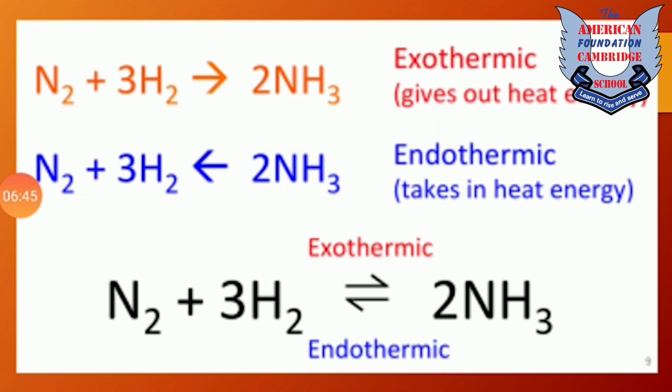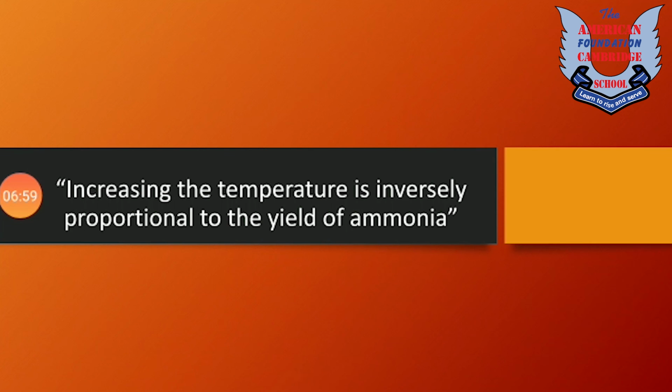You can also see this picture in which the forward reaction is exothermic, giving out heat energy, and the backward reaction is endothermic, taking in heat energy. And when we combine the two reactions, it becomes a reversible reaction. So we can summarize this change: increasing the temperature decreases the yield of ammonia. So this is not a good option for the yield.